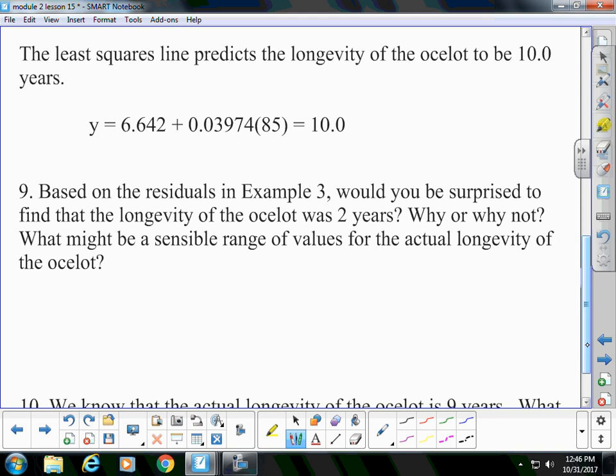Based on our work, yeah, I would be surprised, because using the idea of 10 plus 6 years and 10 minus 6 years, that actually gives me 16 to 4. That should probably be written the other way around. So 2 years is out of that range. So yes, that would be surprising.